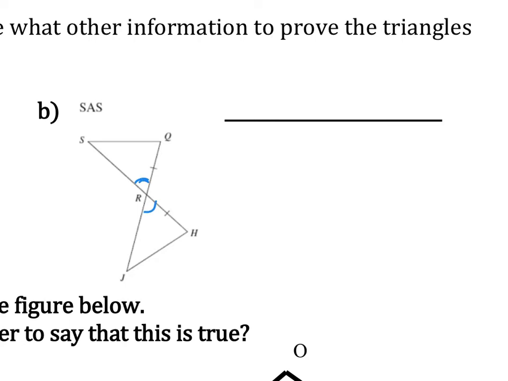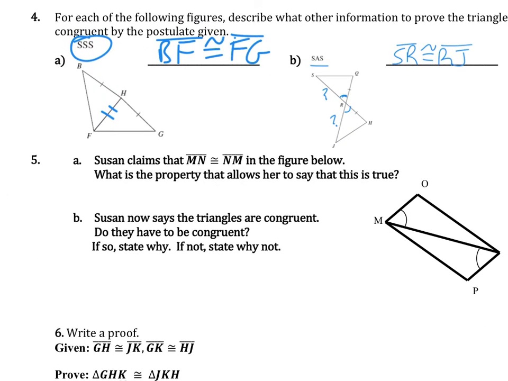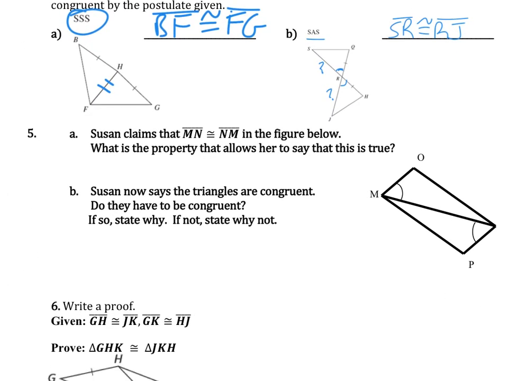They're not given, but they just are congruent because of the way it's drawn. And then we want side angle side. So we wish we knew that SR was congruent to RJ. We don't know it, but we would like to know it. If we did know that, then the triangles would be congruent by side angle side. All right, that's how those kind of problems work.